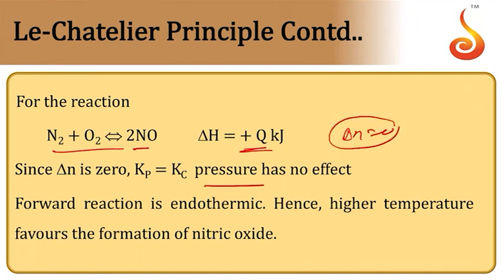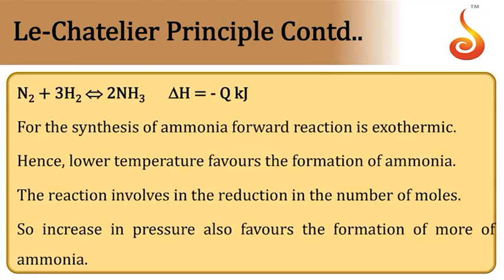Delta n is 0, which means there will not be any effect of pressure, and delta H is equal to plus Q, which means nothing but an endothermic reaction. So therefore, the higher the temperature, the more it moves in the forward direction. So at high temperature, the reaction moves in the forward direction.